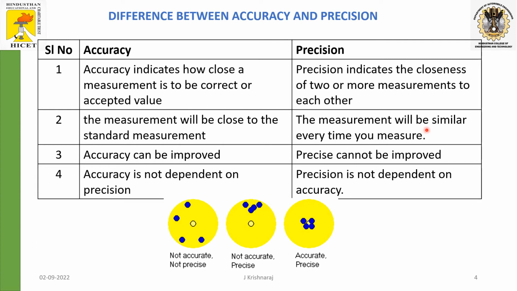Suppose the accuracy of the equipment is very poor, we can calibrate it. For example, any measuring gauges we can calibrate and bring back to the original reading measurements, but precision cannot be improved in this way.